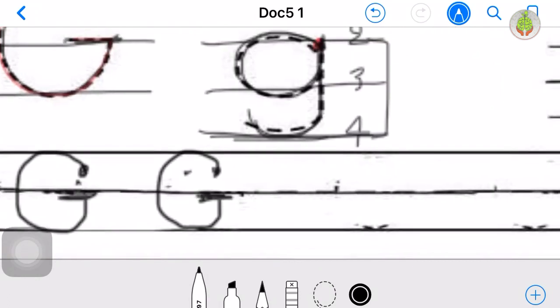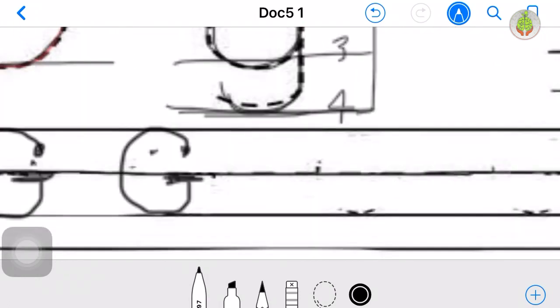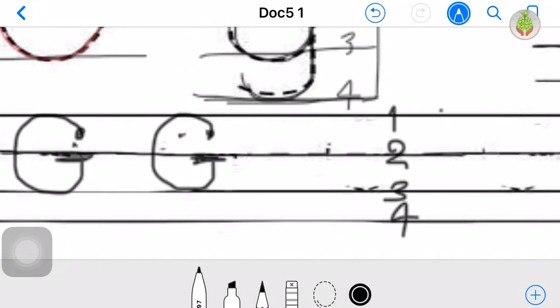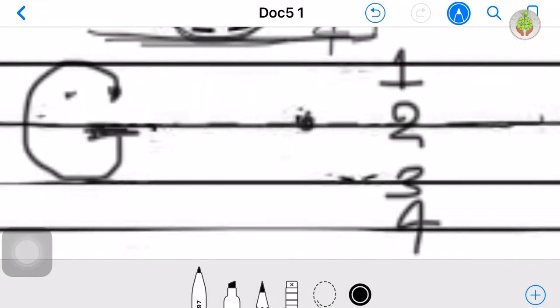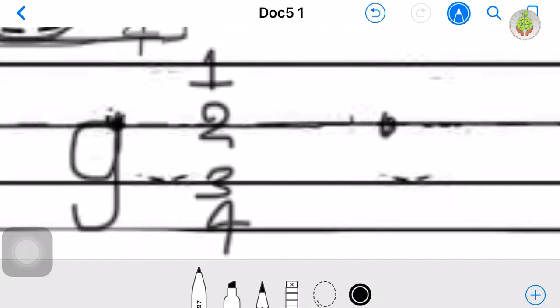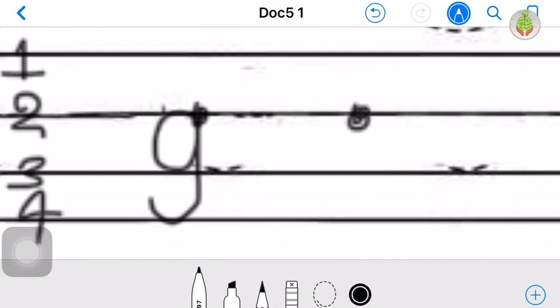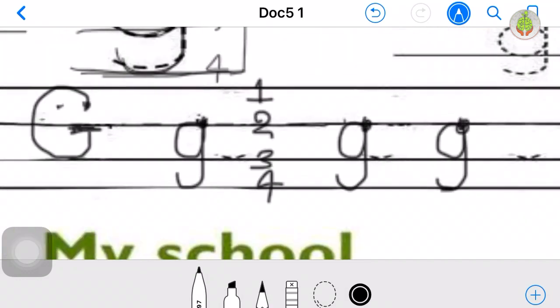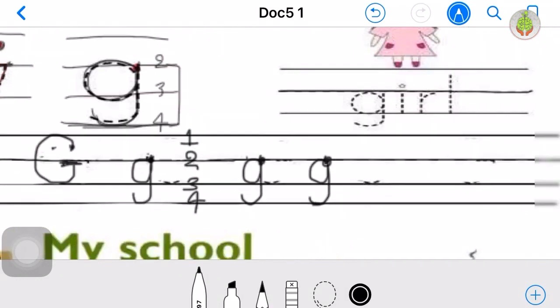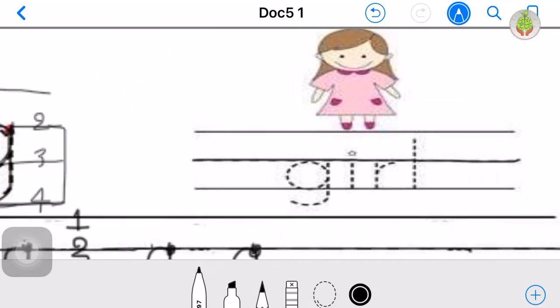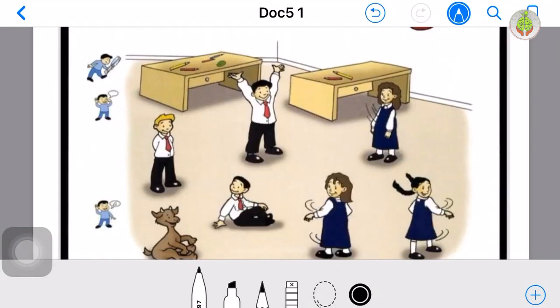What about the small G? As I said, we start from the second line. Let's number the lines: 1, 2, 3, 4. We will leave the first line, starting from the second one. Draw a dot, and then we draw kind of a circle up and down. Let's try again. Dot. Circle up and down. Again. Draw a dot. Circle up and down. This is the small G. What's the sound of the letter G again? It's G, G, as in girl. Girl. Good.